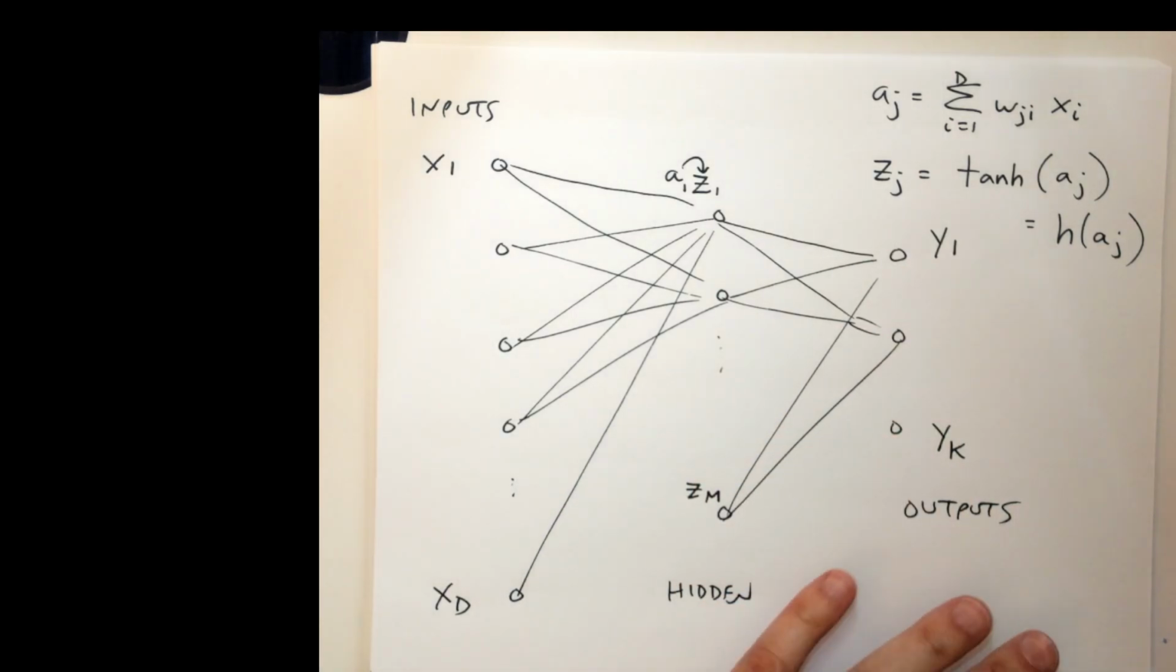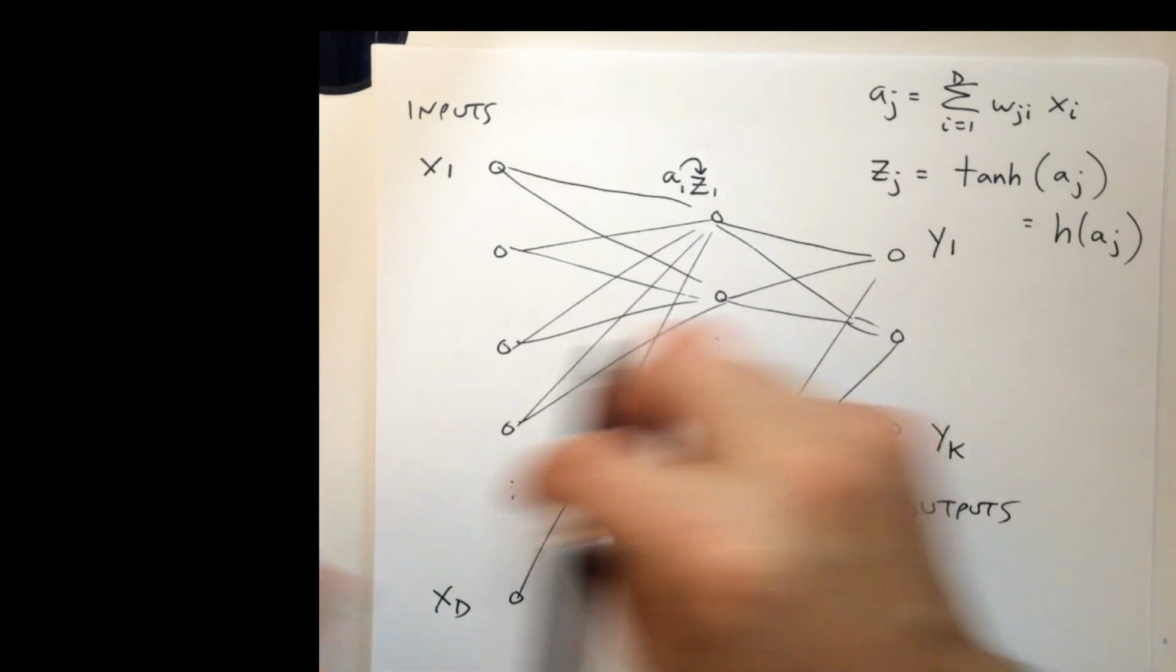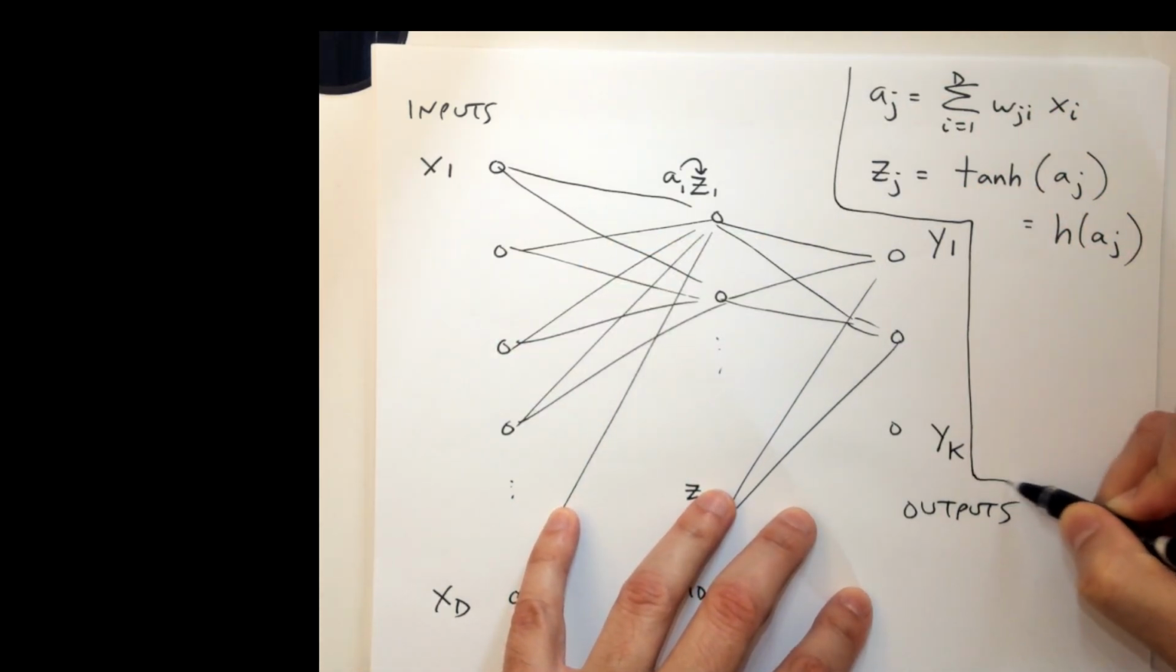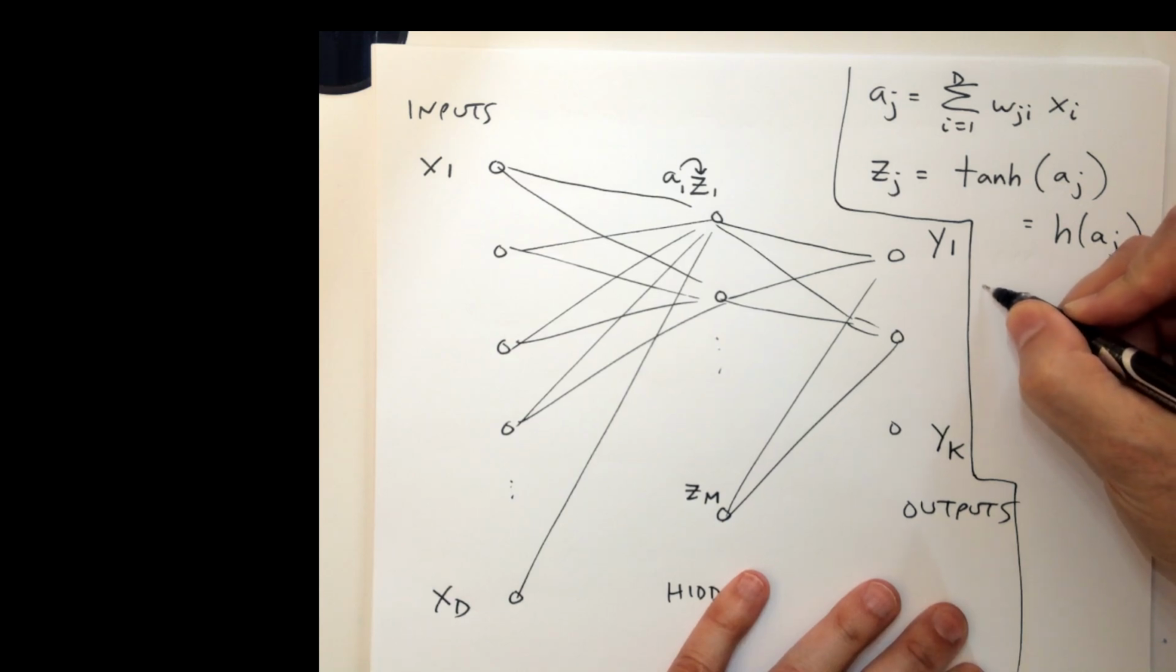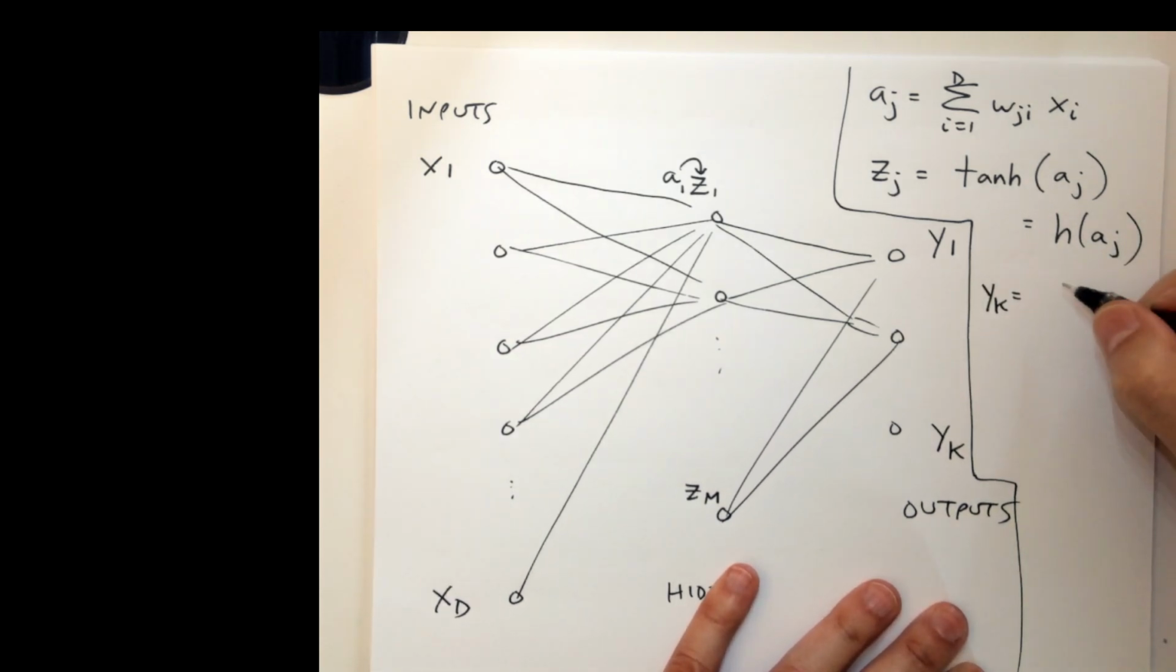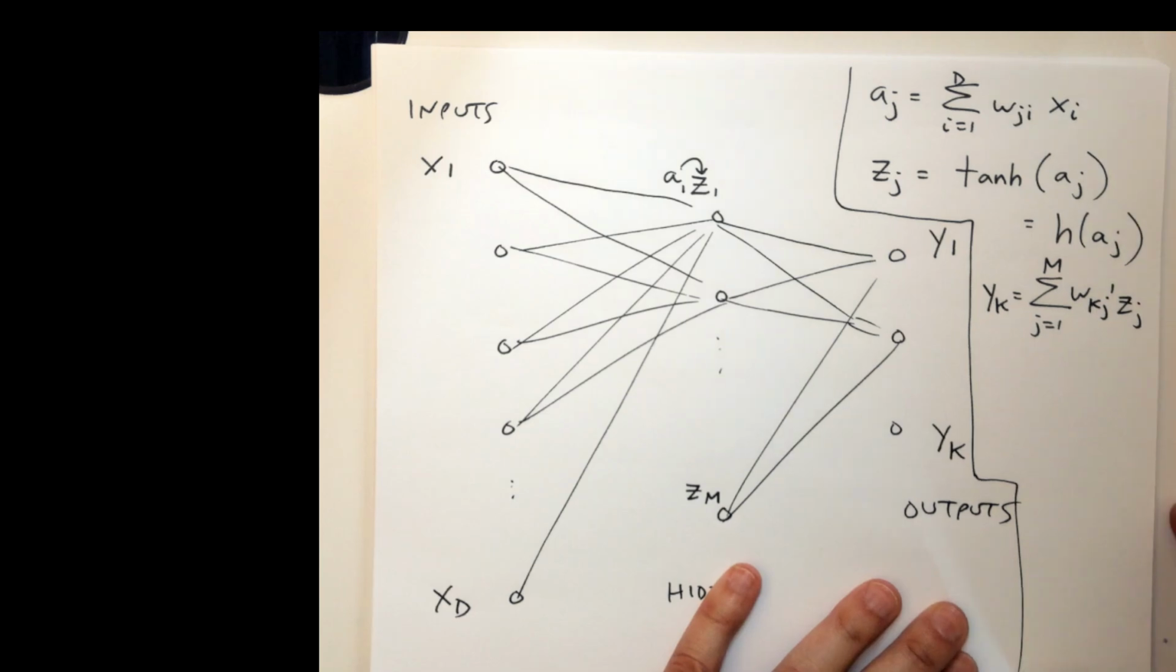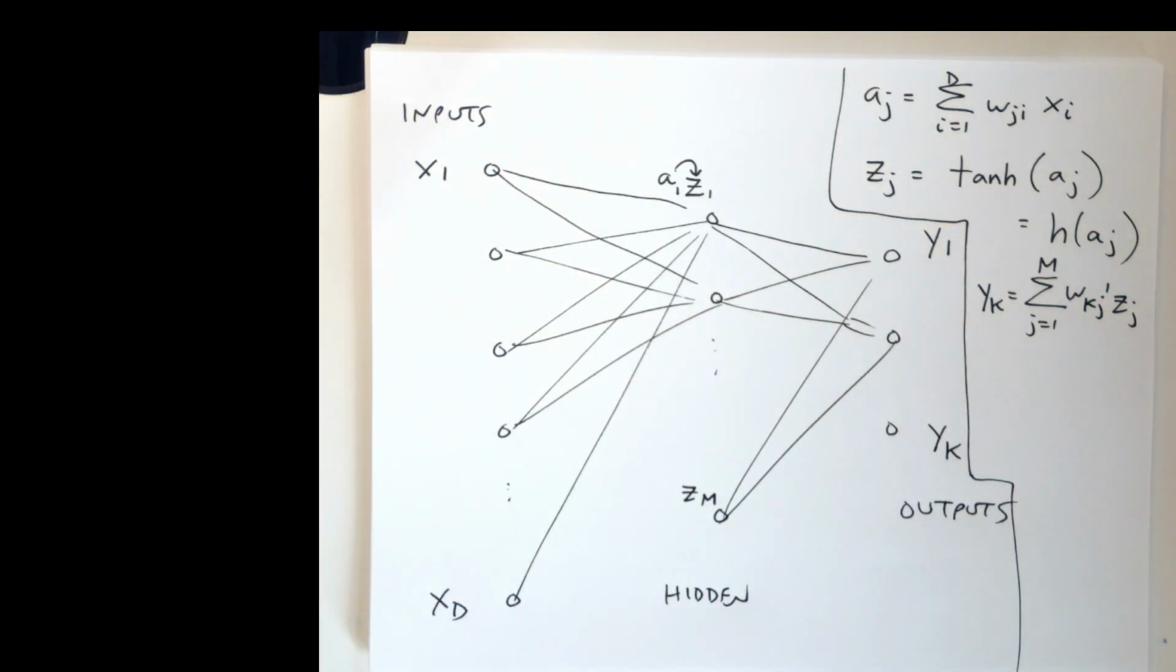And then, to get the y's, let me draw a box around here so I'm not getting too messed up. Let's suppose that yk is just a linear combination of weights times the z's. So I'm not even going to put another nonlinearity at the end. I'm just going to leave it as a straight-out linear combination.